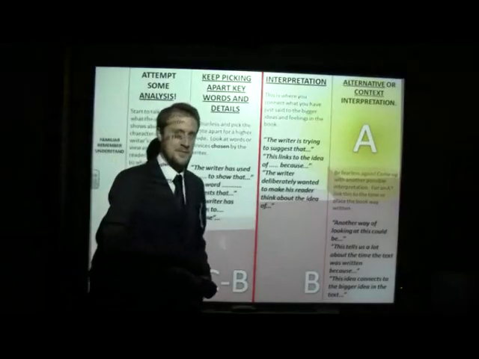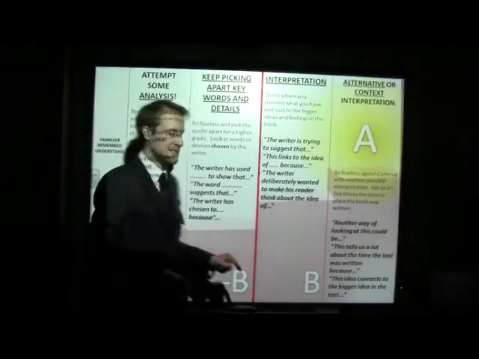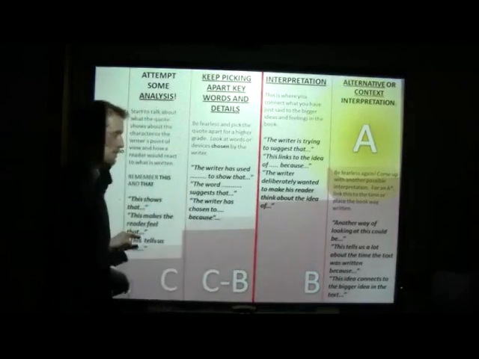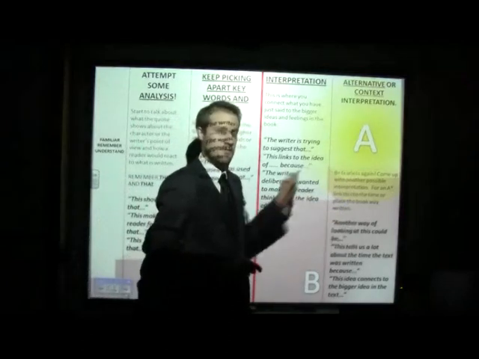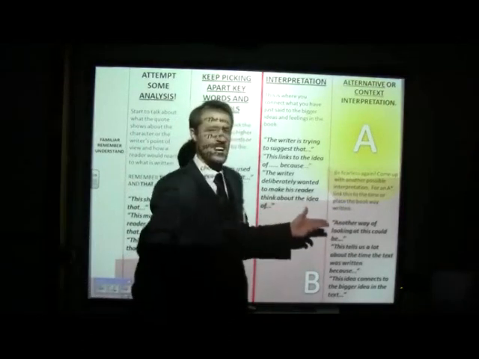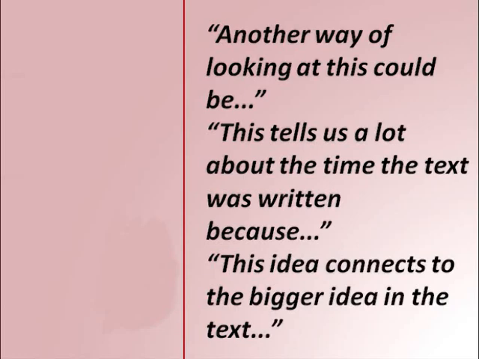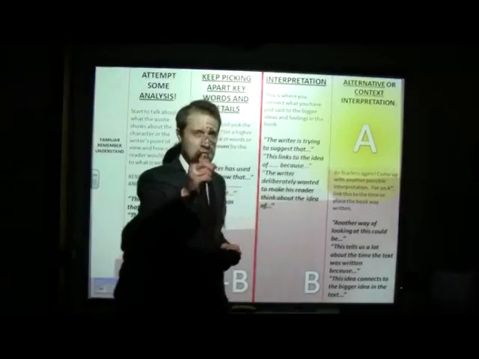The A is simple, my friends. Just like to get to the B, you did an analysis but went into more detail by talking about a particular word. To get to the A, you give another interpretation. You use a phrase like, another way of looking at this could be, or this tells us a lot about the time the text was written. Be fearless again. That's really what makes the difference.